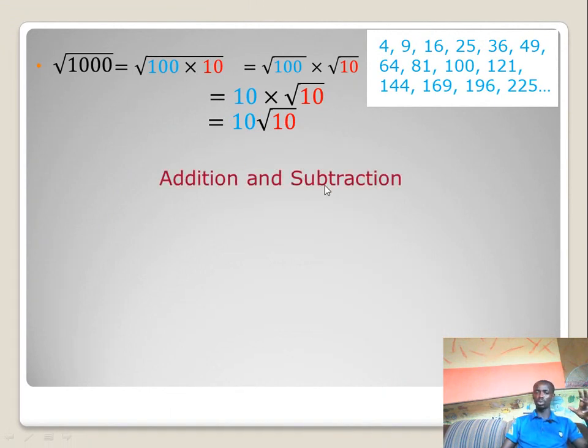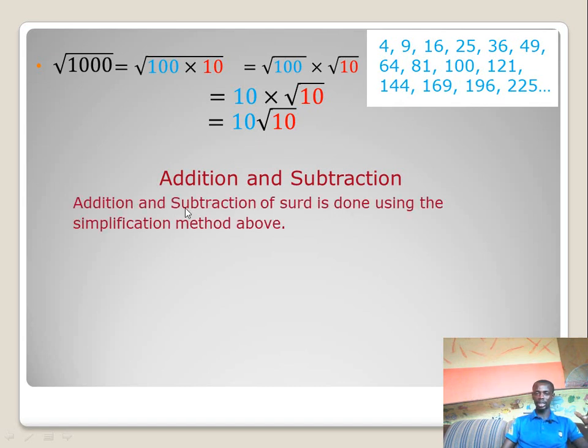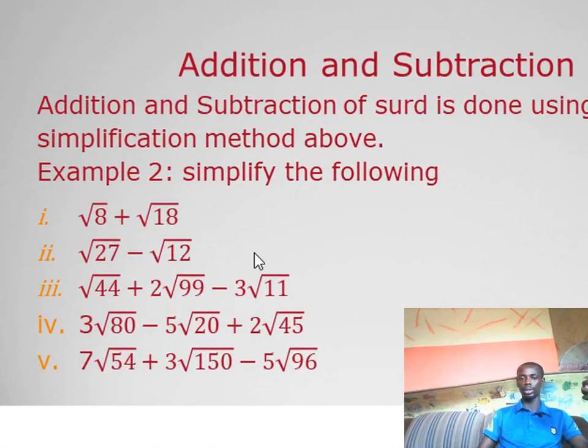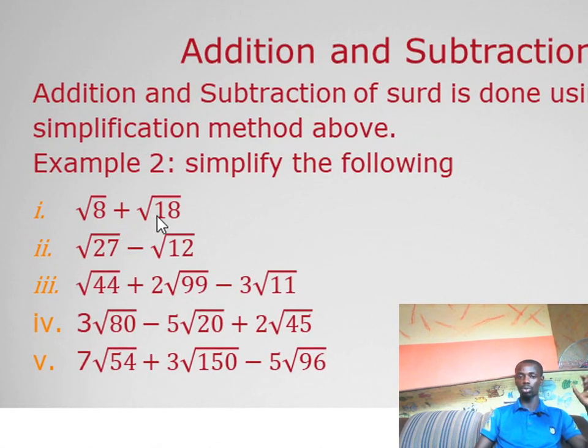Alright, I'll be moving on to addition and subtraction. Please, I urge you to spend a little time around this simplification, because we're going to apply it in this next session: addition and subtraction. Addition and subtraction of surds is done using the simplification method above, the one we've been using. So for example, we want to simplify the following: root 8 plus root 18, root 27 minus root 12, and so on.